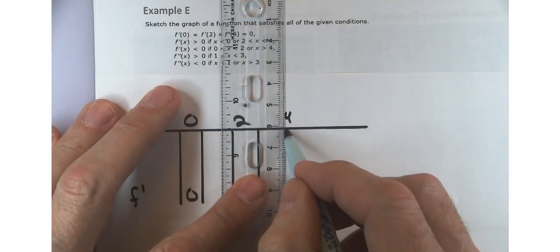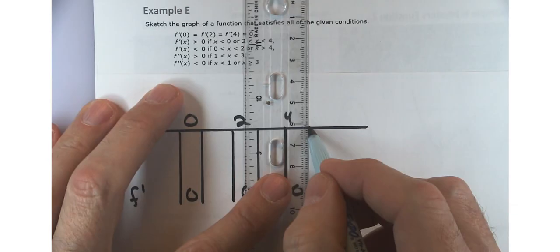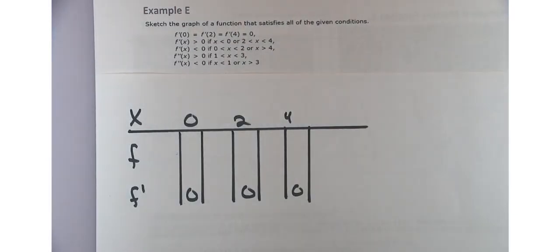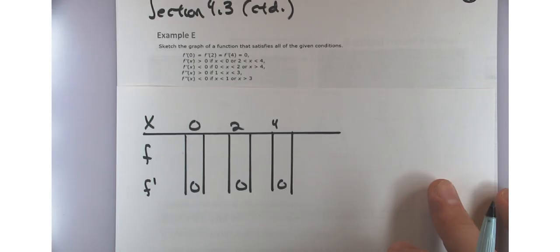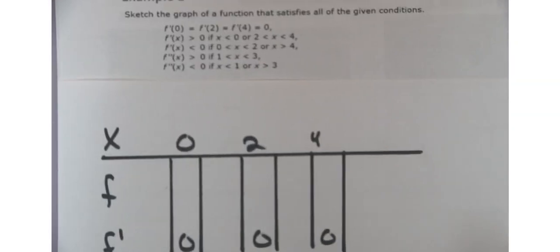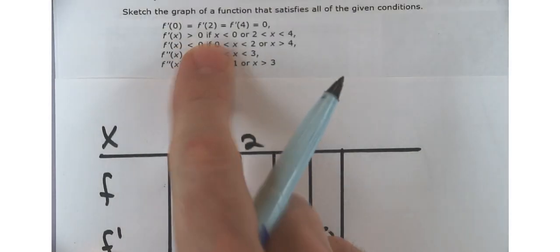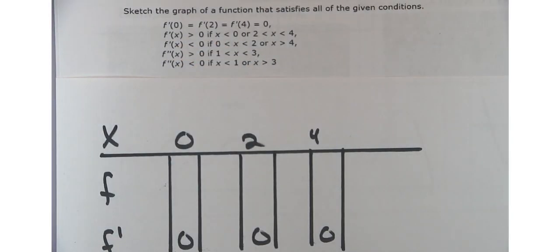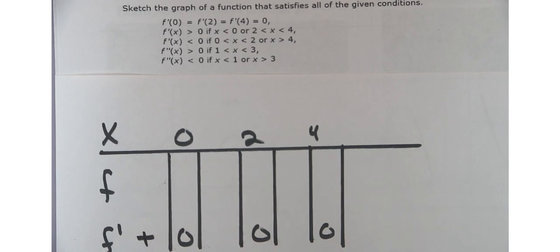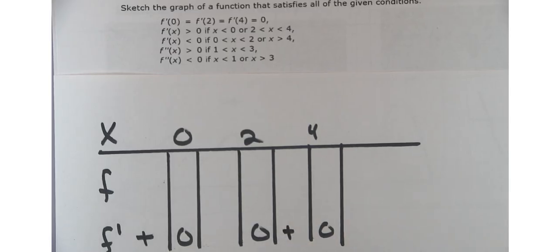And I probably should have given myself a little bit more room for the 4. Okay. Other way. There we are. It says f prime of x is greater than 0 if x is less than 0 or between 2 and 4. All right, well, let's see. So if x is less than 0, then f prime is greater than 0. So I'll put a little positive there. And x is between 2 and 4, I'll put a little positive there.